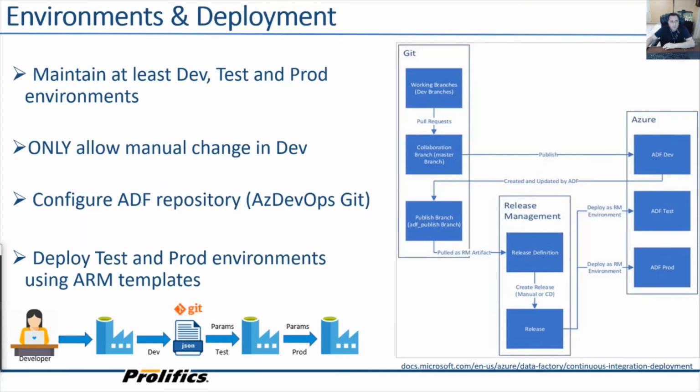So the first topic is environments and deployment. My recommendation is that you at least have dev, test, and production environments. Some shops may decide that you need additional environments such as UAT, staging, and hotfix environments, but these three are at least the minimum, even if you're a one-man show. Also, allow manual edits to only happen in the dev environment. From then onwards, when you deploy to test and production, let the flow go through the repository using ARM templates. Below is an example flow.